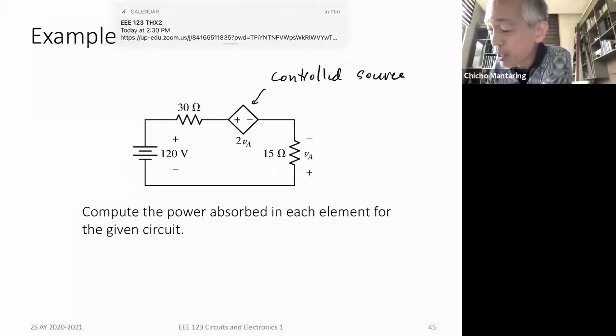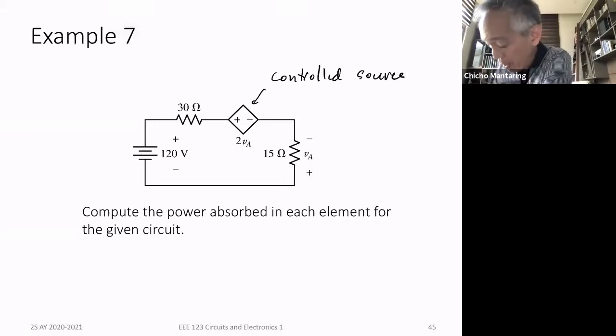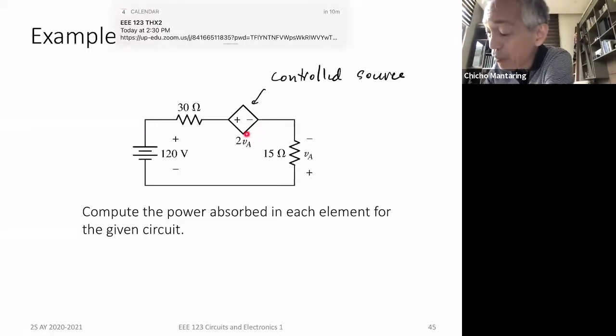That is called a controlled source. This is a voltage source. When you see the diamond, that is the standard symbol for a controlled source. This is a voltage source whose output voltage depends on some other quantity in the circuit. In this particular case, the voltage across this source is 2 times this particular voltage. So you can form a KVL equation here, and you should be able to determine the power absorbed in each element for the given circuit.